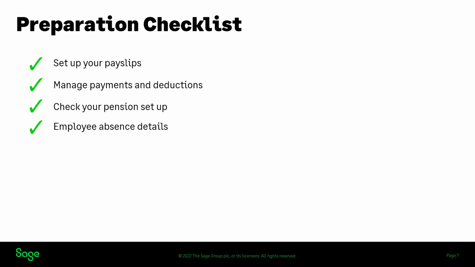The next is to make sure that you have any employee absence details ready so that you can pop the dates into your payroll when you're running that pay run. And next, make sure that you know your HMRC details. So that includes things like the PAYE reference number, the accounts office reference number, and your details for the online HMRC submissions. So that would be your user ID and your password for the government gateway.